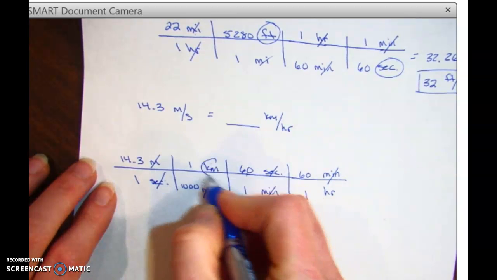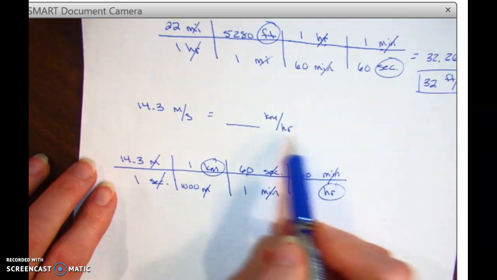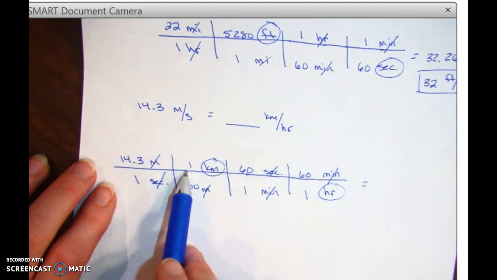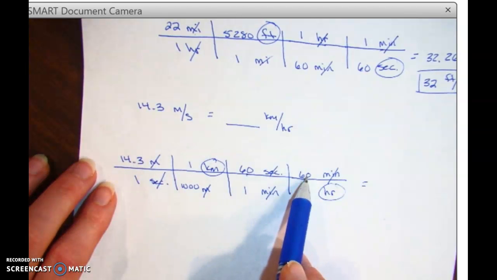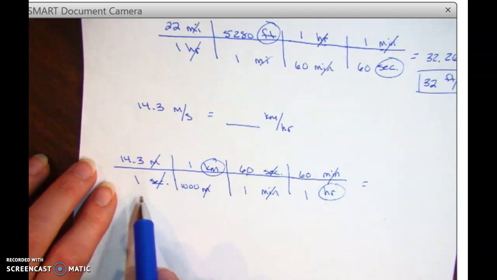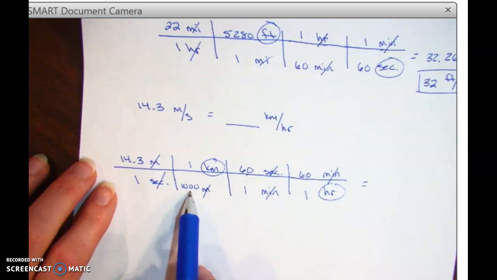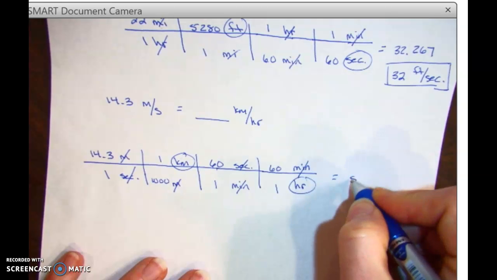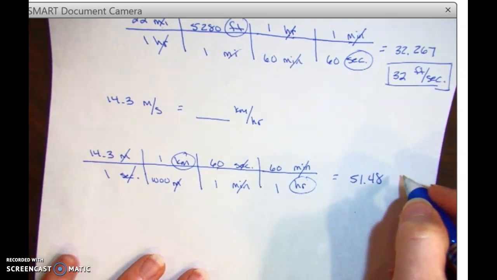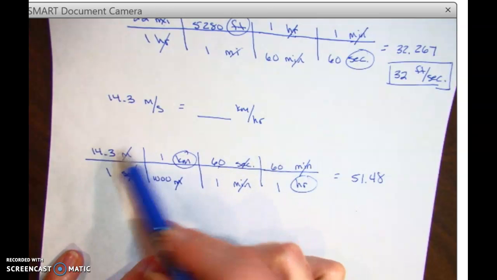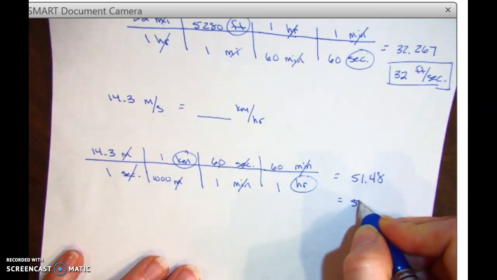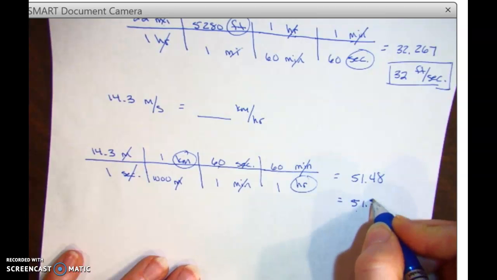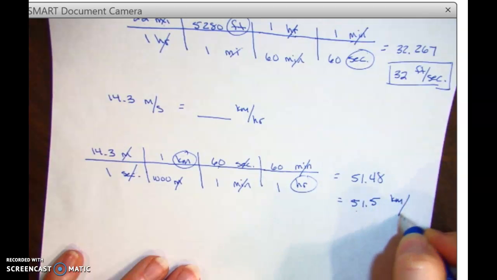So I check to see what units am I left with. Kilometers per hour, that's what I'm looking for. Now do the math. 14.3 times 1 times 60 times 60 divided by 1, but you don't have to put that in your calculator, divided by 1,000, divided by 1, divided by 1. And the calculator spits out 51.48. For sig fig purposes, you go back, there's 3 sig figs, so it's going to be 51.5 kilometers per hour.